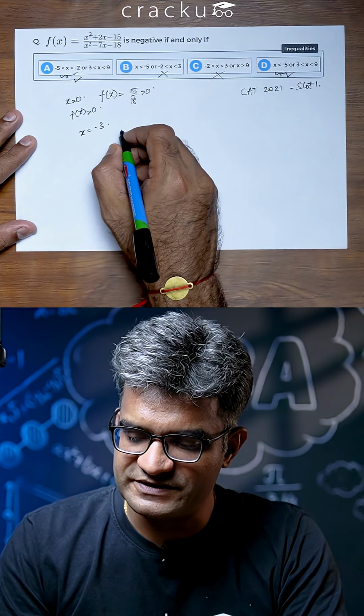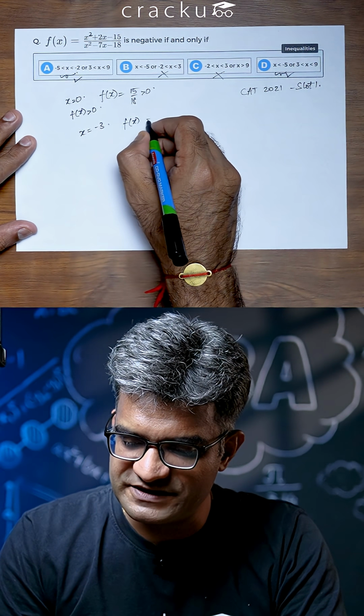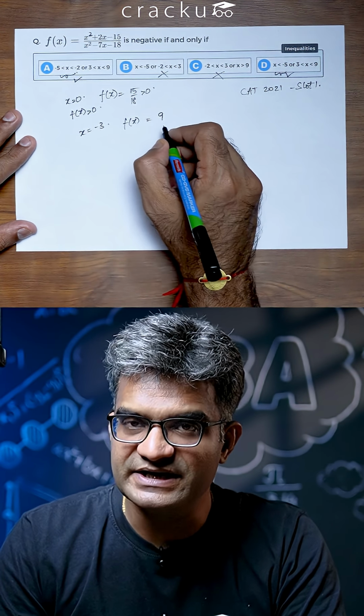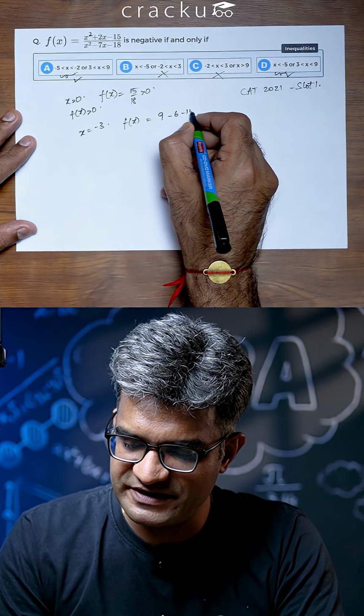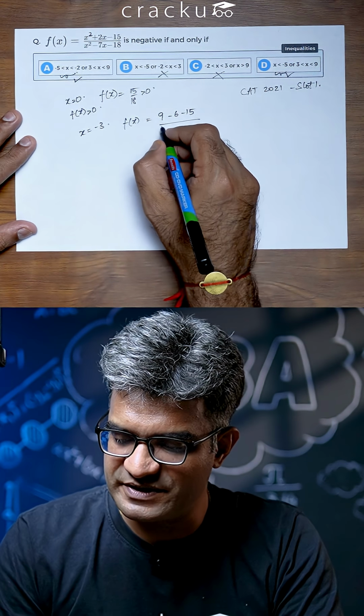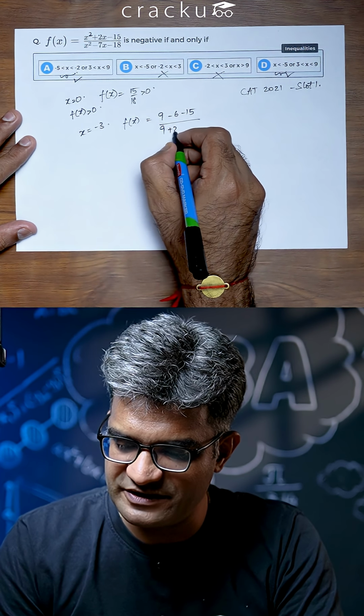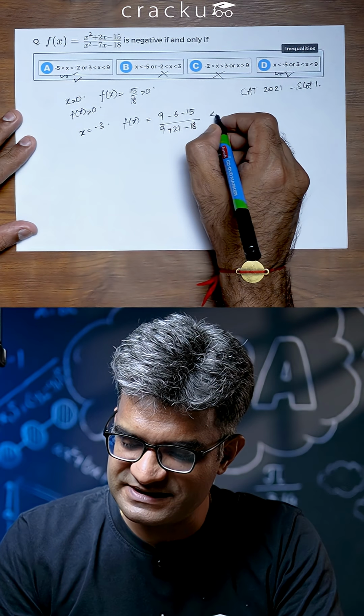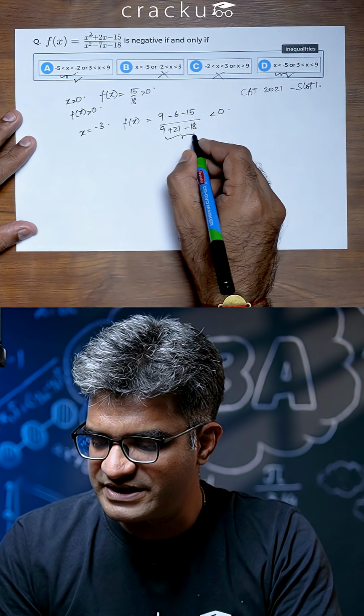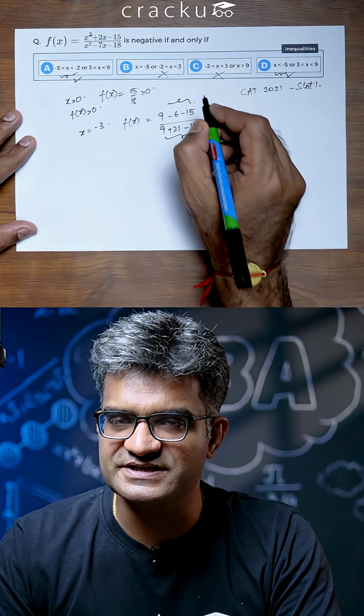Then let us calculate f of x. Then what is f of x? f of x will be x square is 9, minus 6, minus 15, divided by x square is 9, minus of minus 7 into 3 is plus 21, minus 18. This is less than 0, because the denominator is greater than 0, the numerator is less than 0.